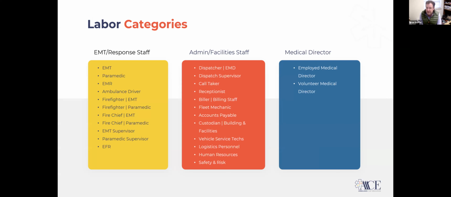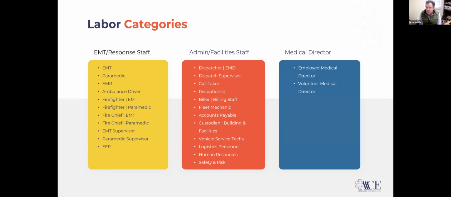So obviously your EMTs and paramedics, ambulance drivers, any firefighter that has first response or EMT responsibilities, all of them are going to go in the EMT response staff. If you have an EMT supervisor or a training officer, but at any point during the year they staffed an ambulance, they are part of your EMT and response staff and would be reported as such.